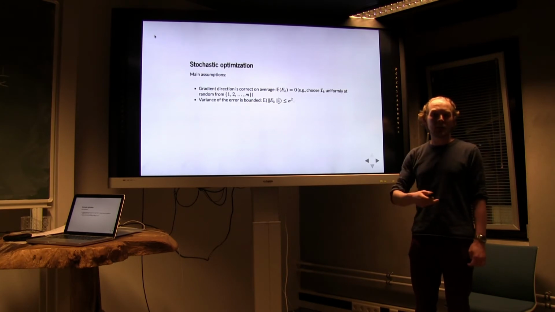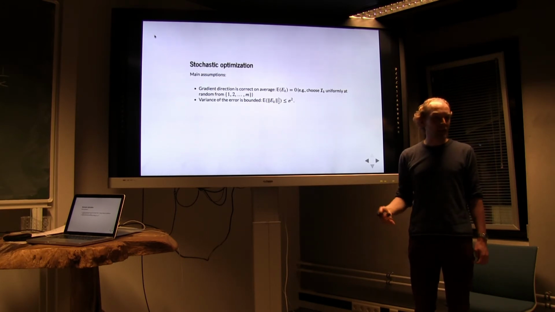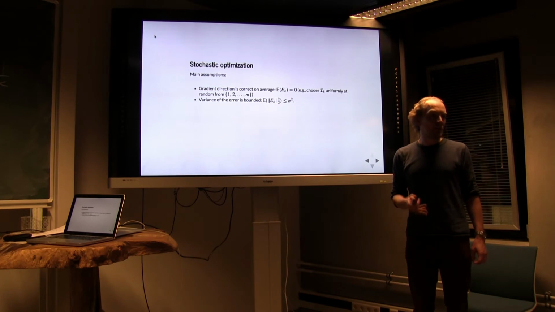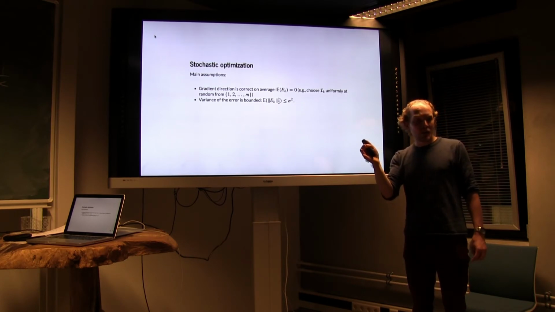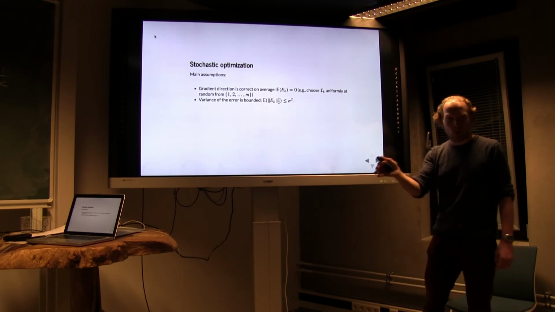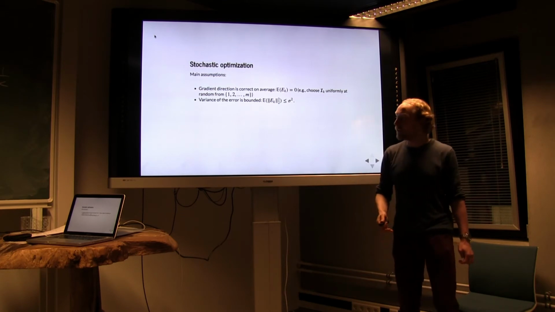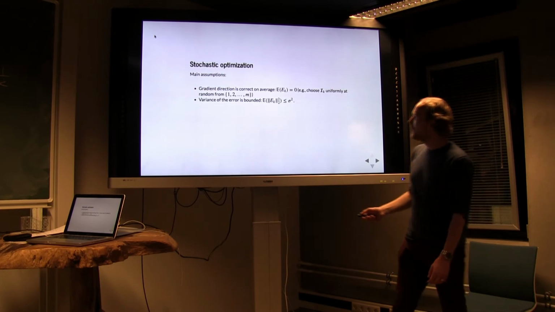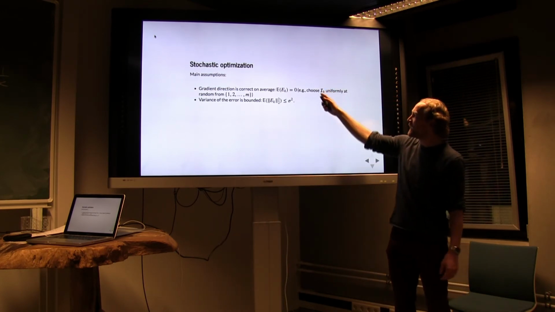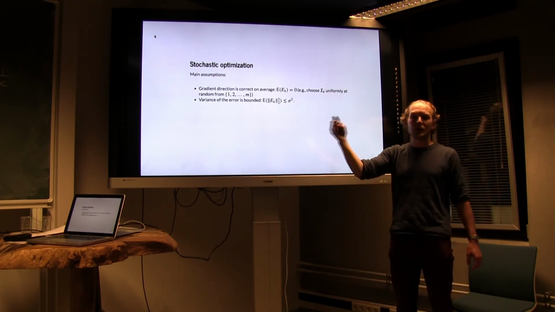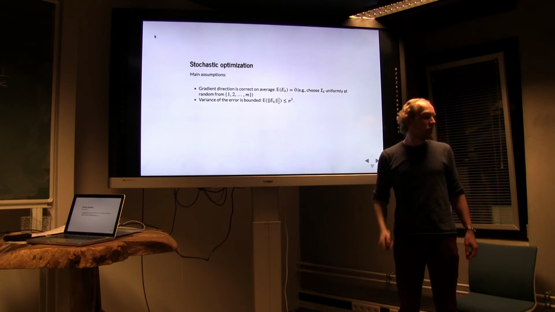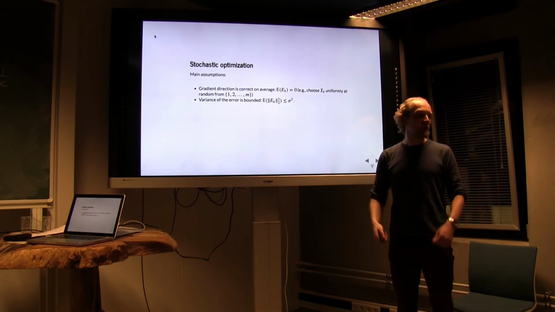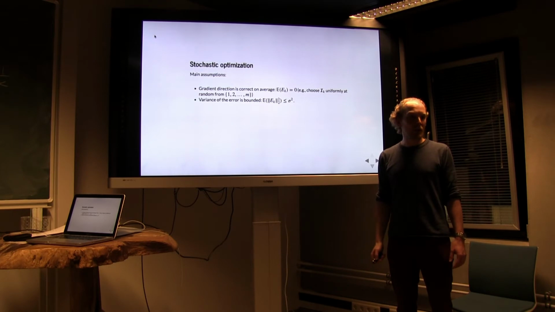Basically it means that the gradient estimate is unbiased. It's not going to point me in slightly the wrong direction all the time. On average, it's going to point me in exactly the right direction. And you can do that, for example, by choosing the index set of your batches uniformly at random from your training set. If you redraw that at every iteration, then you're good. Then you have an unbiased estimate.